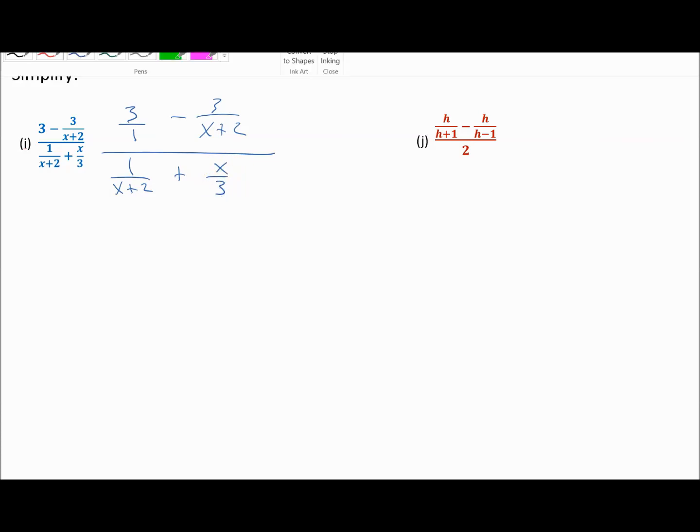Now my goal is to find common denominators so I can combine this numerator together. And the common denominator is x plus 2, which means I need to multiply my first fraction by x plus 2 over x plus 2. Now let's take a look at the big denominator here, okay, and find a common denominator for it.